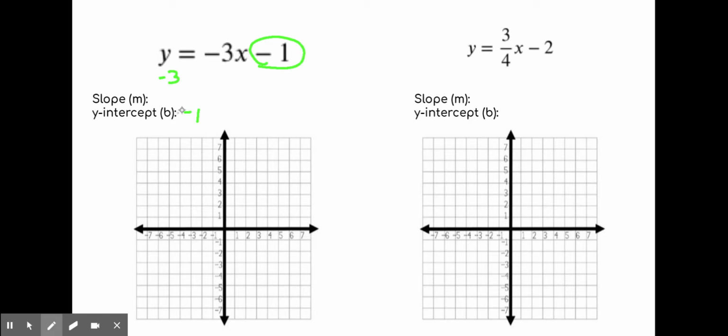And then the next thing I need to do is plot b on the y-axis. So here's the x-axis, here's the y-axis. Make sure you don't mix that up, and -1 is right here. Okay, so now I need to do a change in y over a change in x, but I only have one number here. How do I turn -3 into a fraction? I put it over 1, right?